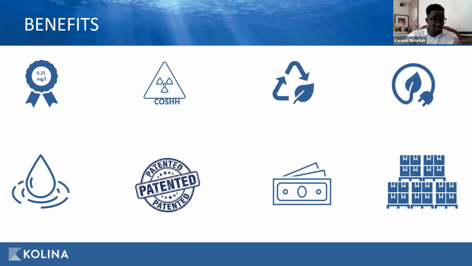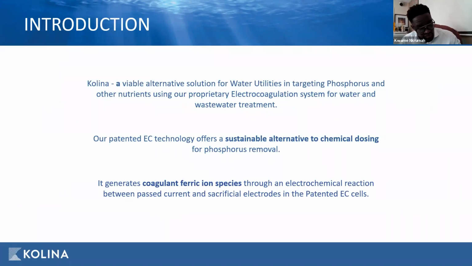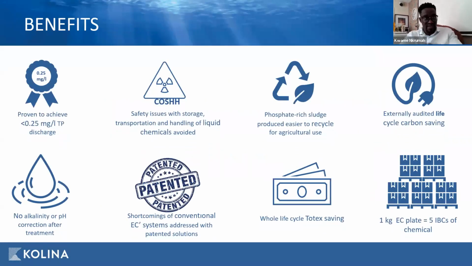So our technology works on the basis that, rather than dosing chemical ferric or alum ions, we generate them in situ in our electrocoagulation units. A lot of the work we did at Bowness showed that we can remove phosphorus down to, initially we looked at 0.5 milligrams per liter, but then looked at future proofing to 0.25 as well.